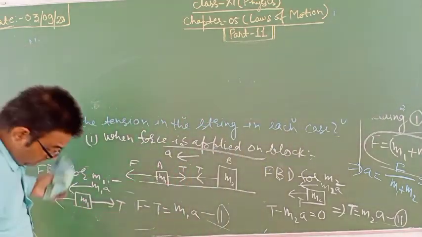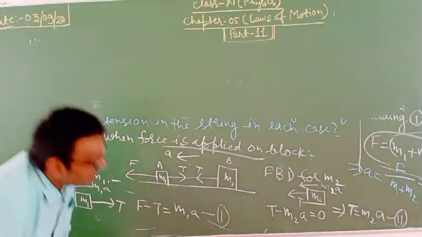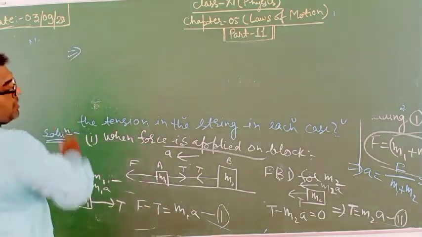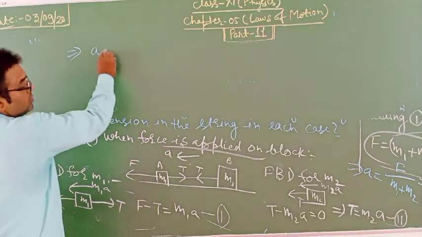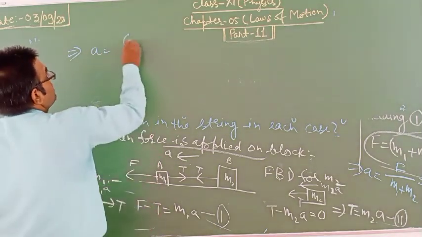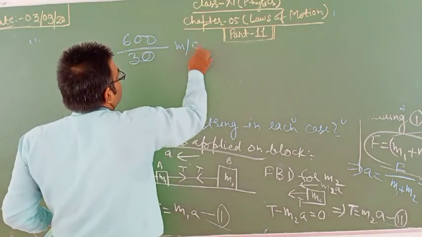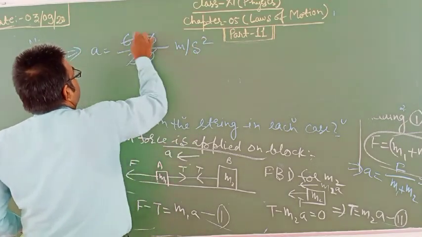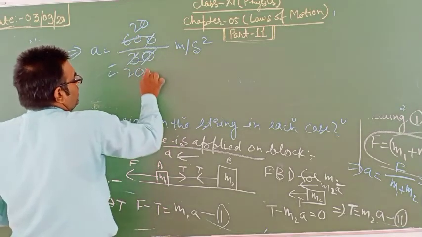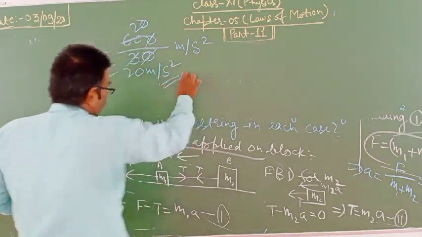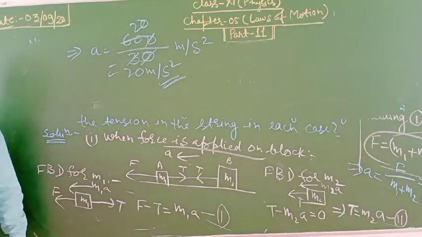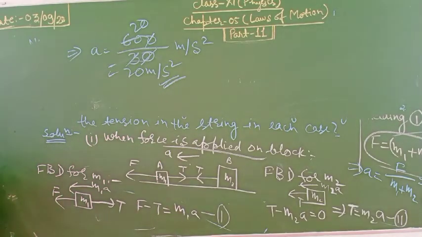So A is equal to 600 upon 30 meter per second square, that is 20 meter per second square. This is the case for the first case, that is the acceleration.